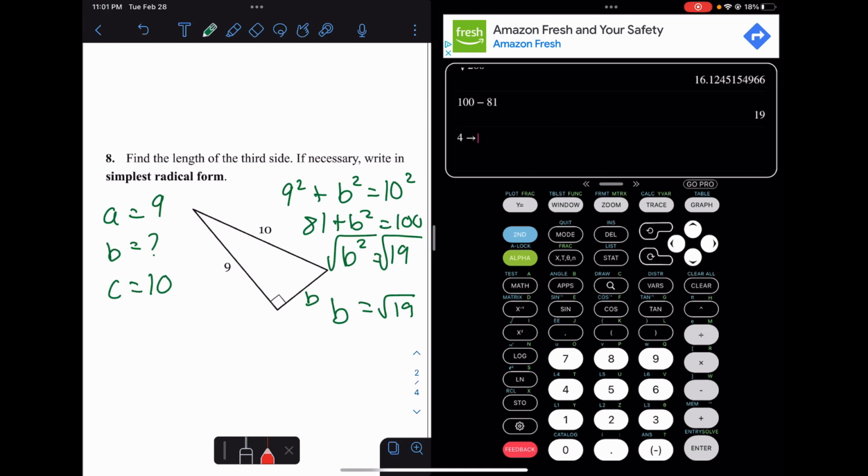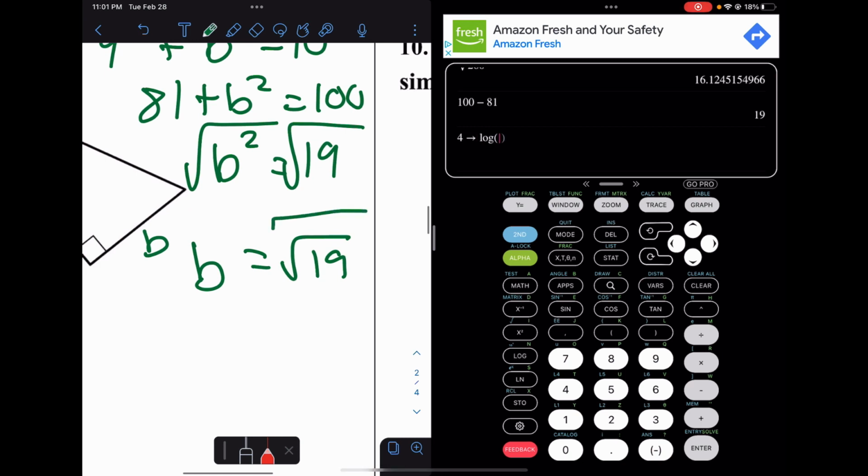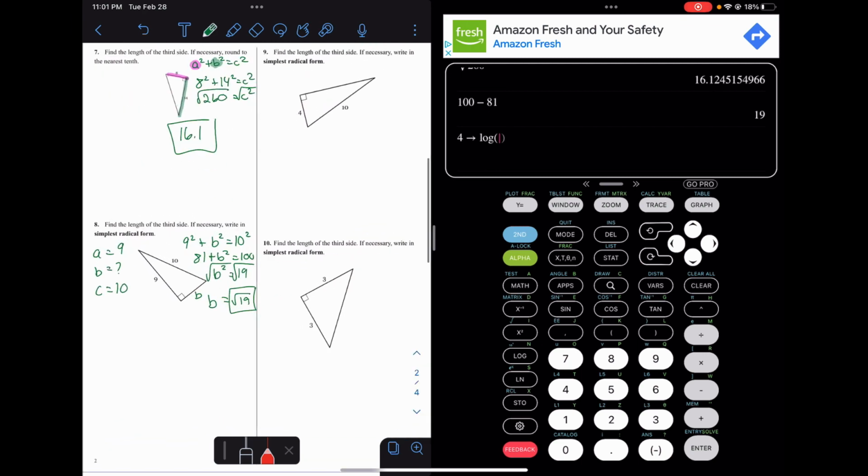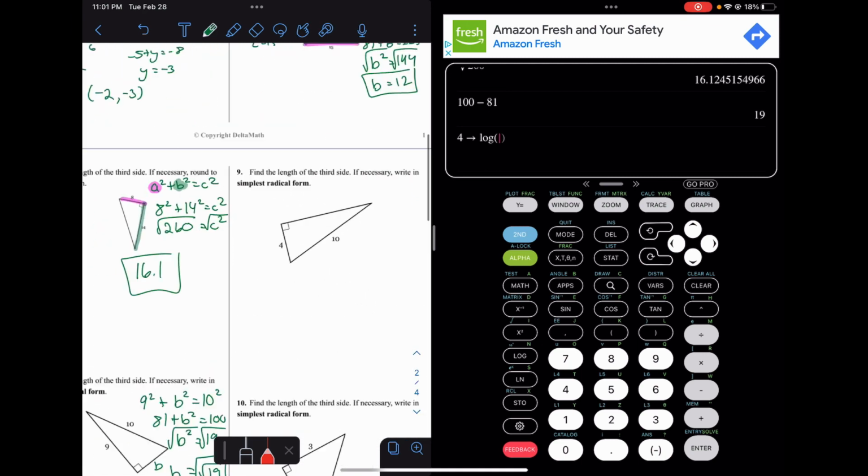See if there's any perfect squares that can come out of 19. 19 is actually a prime number, so you're just going to leave your answer as the square root of 19. All right. Let's try the next one here.